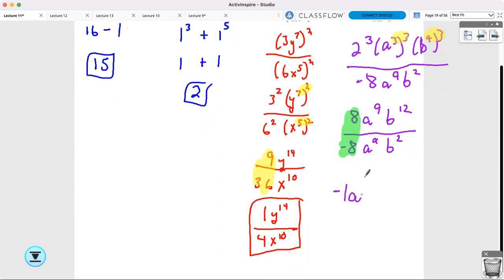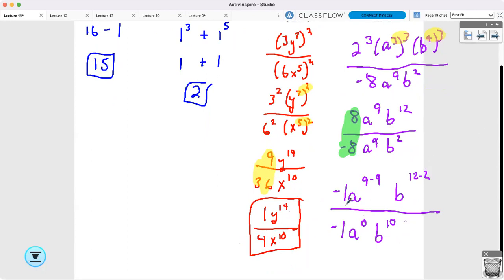And then for the exponents, what do we do with the quotient rule? Do we add, subtract, or multiply? Since we're dividing, what do we do with the exponents? Subtract. So then we get 9 minus 9, and then 12 minus 2. Let's simplify that for me, please. So then we get -1, a to the 0, and b to the 10th.